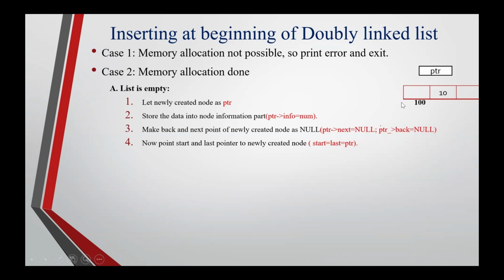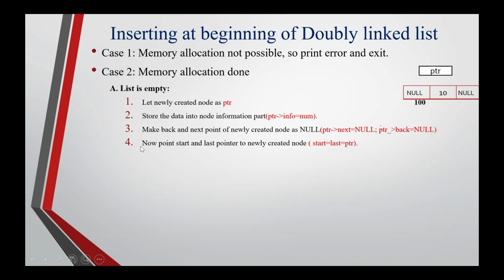Why? Because it is only a single node right now, so there is no previous node. This is the only node going to be stored in the double linked list. On both sides there is no previous and no next node, so on both sides we have to store a null value. So now we store the value null.